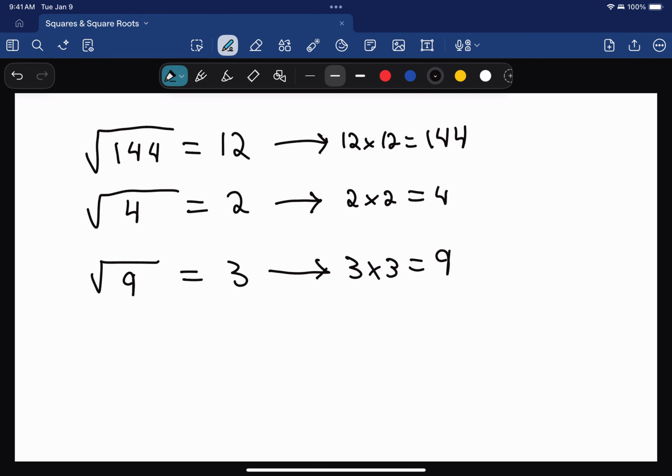Okay, so are we kind of seeing the pattern here? So a number times itself will get you a perfect square. So these numbers over here are all perfect squares. Okay, so I hope we are following.